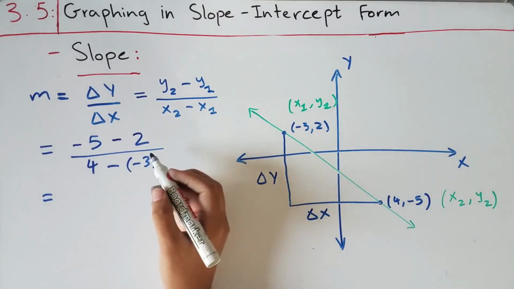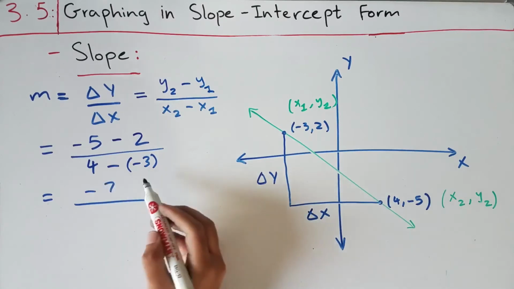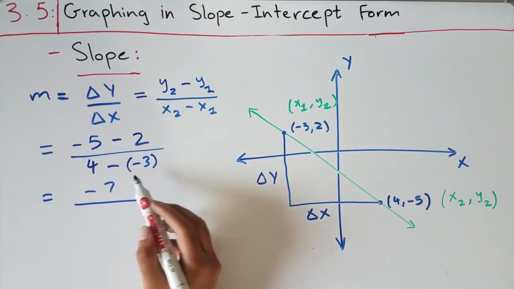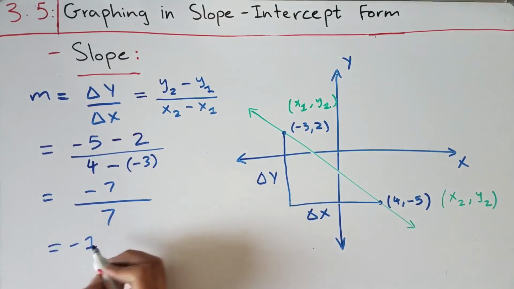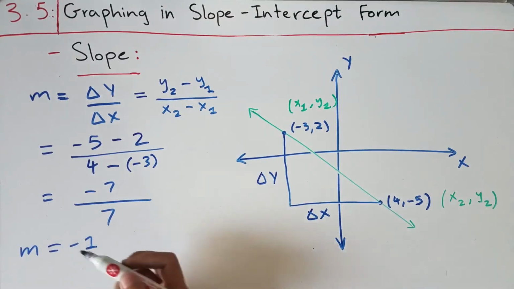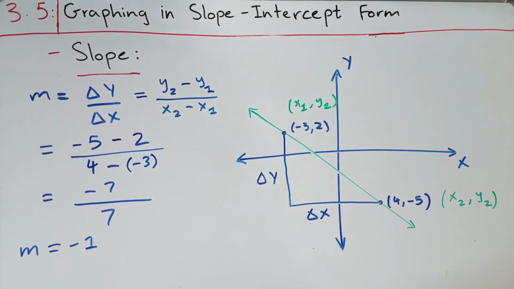So -5 minus 2 is -7. And 4 minus -3 is like saying 4 plus 3, which is 7. And -7 over 7 simplifies to -1. So our slope, or the m, or the gradient of this line is -1. And this m value of -1 makes sense because you're heading downwards in the opposite direction. You're not going upwards, because if you were going upwards, you would have a slope that's positive.